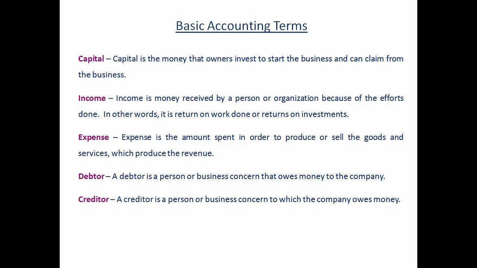And then there is debtor and creditor. A debtor is a person or business concern that owes money to the company, and a creditor is a person or business concern to which the company owes money. That is, the person to whom you have to give the money, and the person from whom you have to receive some money are your creditors and debtors.